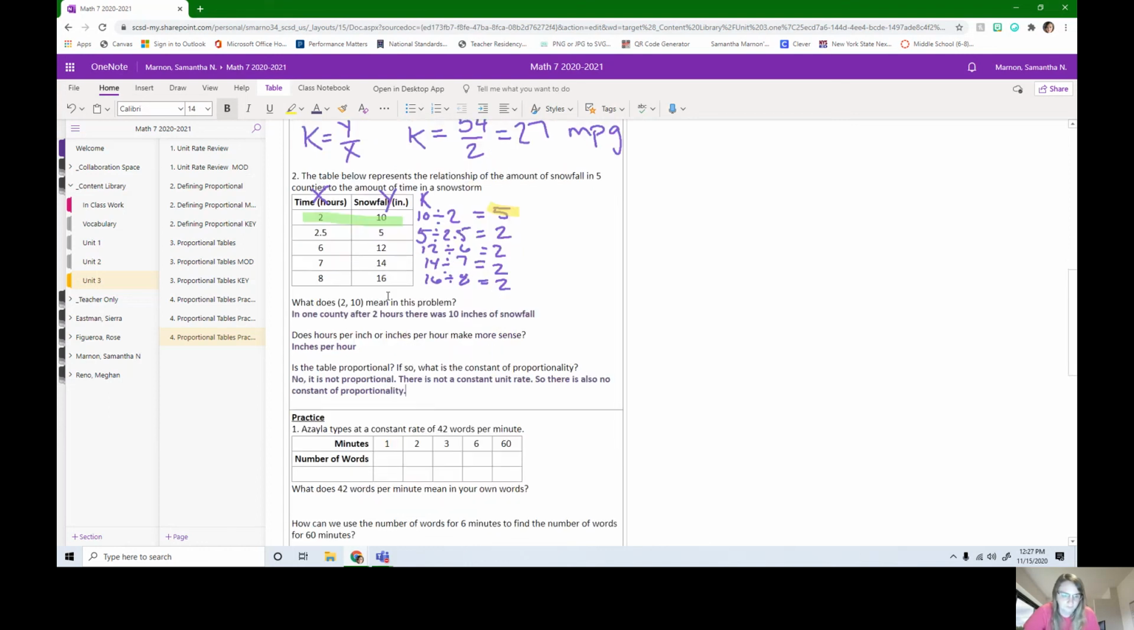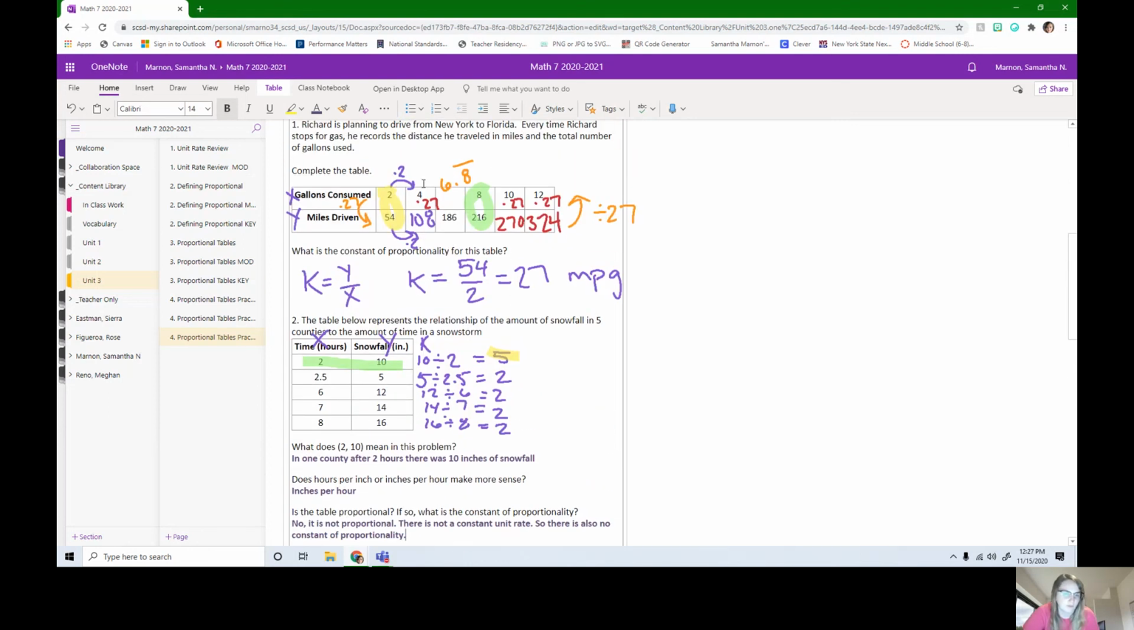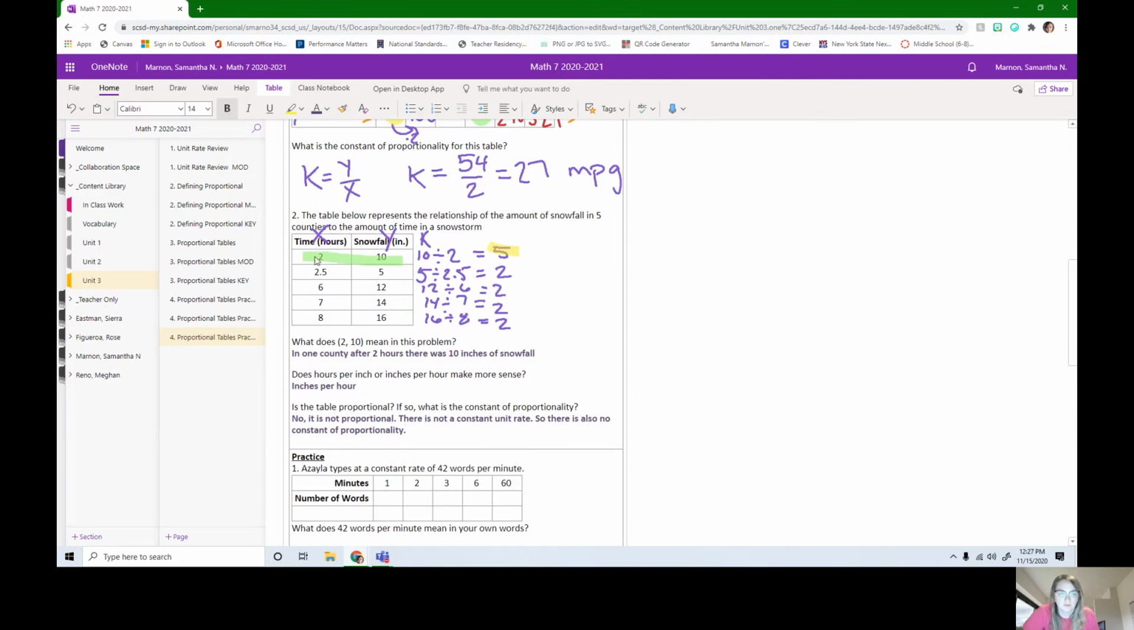So we looked at 2 examples, one that was proportional, we were able to complete it, find all the missing values, list what the constant of proportionality is. This one, we looked at what each thing might mean on the table, and then we calculated the unit rate, determined it's not proportional, so there's no constant of proportionality.